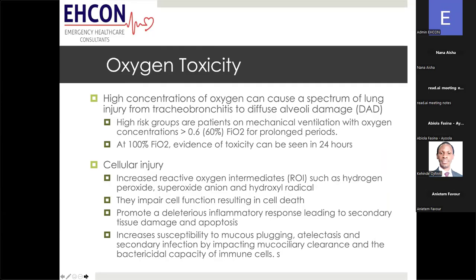High concentrations of oxygen can actually cause a spectrum of lung injury. We're talking from tracheobronchitis to diffuse alveolar damage.